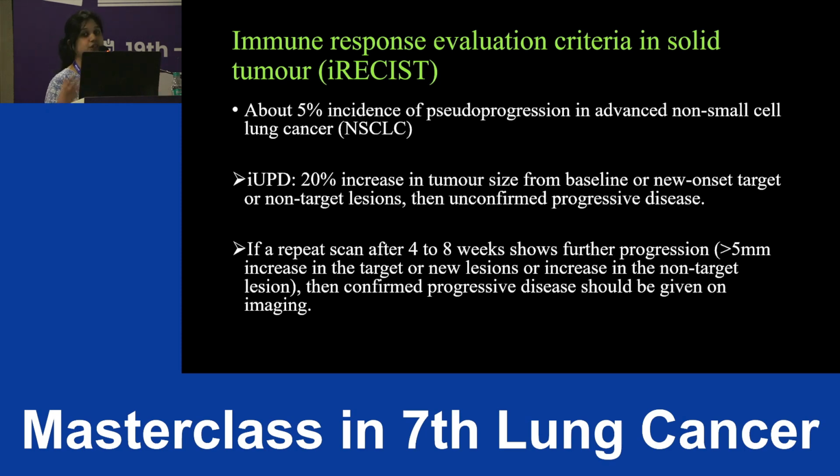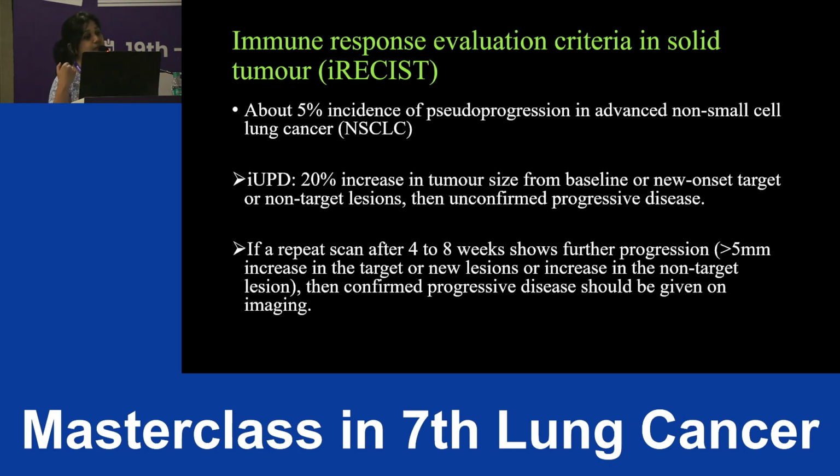It's a modification of the RECIST criteria. So what exactly is this now? There is an addition of an immune unconfirmed progressive disease category in this, which means that on a follow-up scan, if you're seeing a 20% increase in tumor size from baseline, or a new onset target or non-target lesion, then you have to categorize it into unconfirmed progressive disease and not directly label it as a progressive disease.